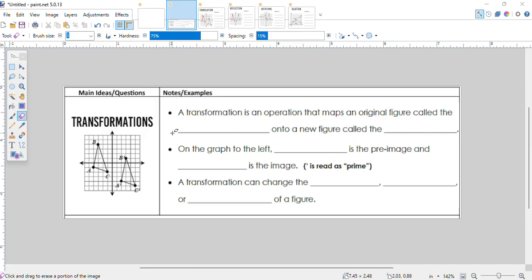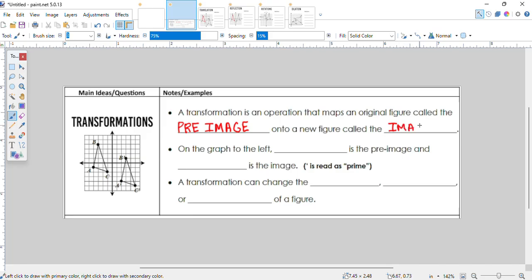But for today, it's important that you understand a transformation is an operation. We do something that maps an original figure. And when I say it maps it, that means I am taking it from one location to another, like on a map. I am putting it on a new location. And that original figure, we call that the pre-image. Okay, that is what comes before our actual image. So the pre-image is my original. Spoilers, I already gave this away. My new figure we call the image.